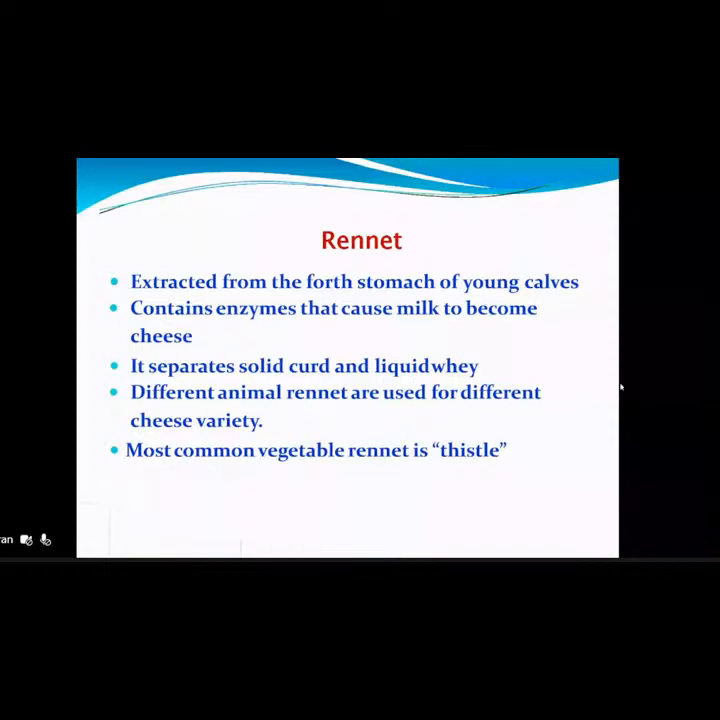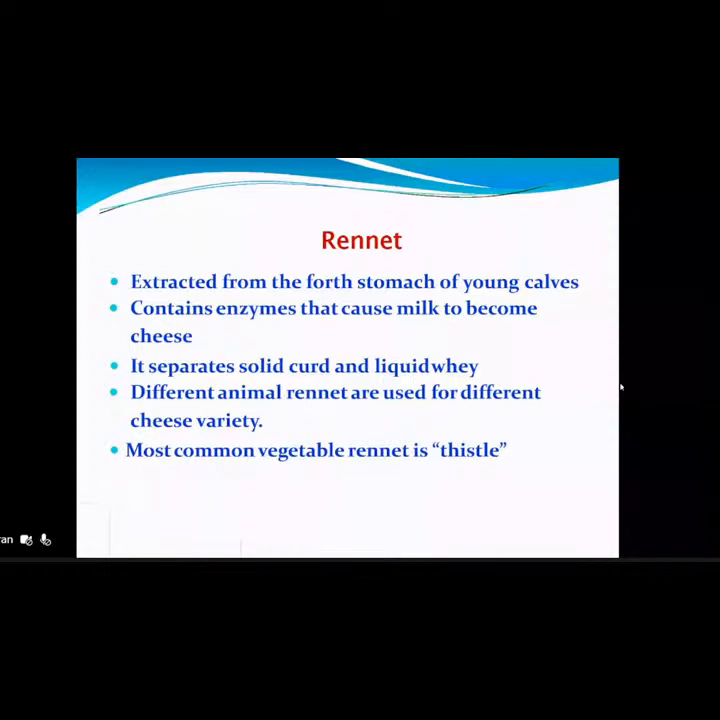So rennet is mainly used in the cheese making industry, and also separates the solid curd and the liquid whey. You know what whey is? Whey is nothing but the upper layer of the curd. Whey is rich in sugar, especially glucose, galactose, and lactose, right? So it is a best source for glucose, and whey is also used in the candy industry.